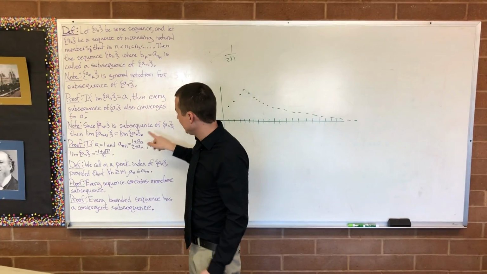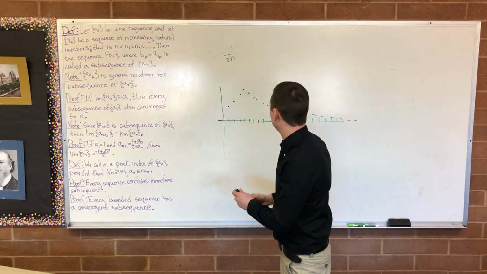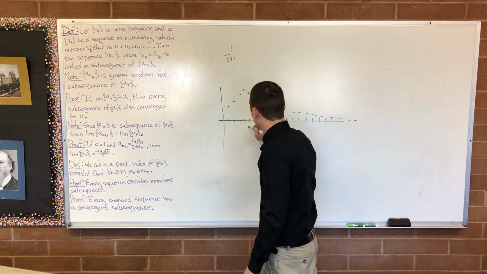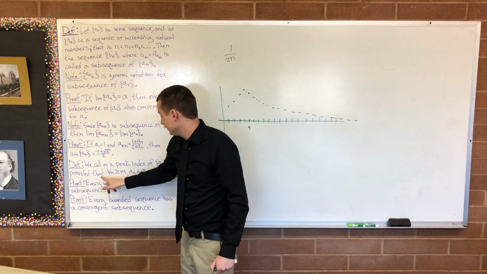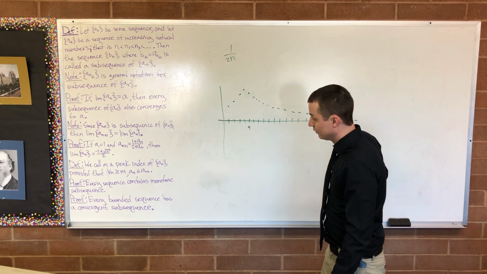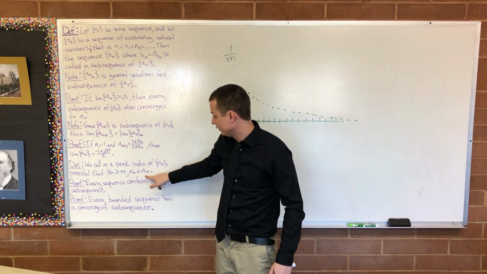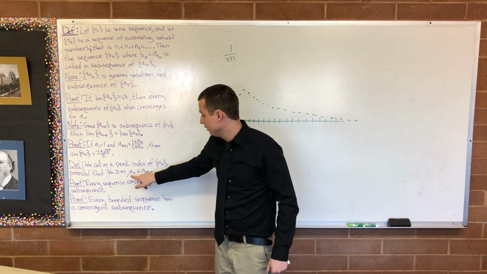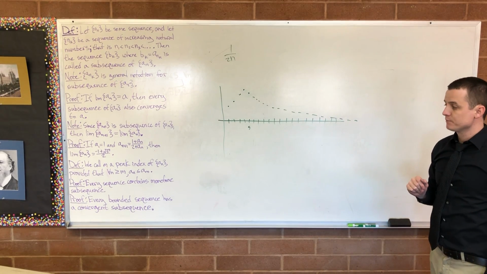So now let's read the definition exactly. Down here, we call M the index at which this occurred. So in this case, if this is a peak index, M would be 1, 2, 3, 4, 5. So we call M, or 5 over here, a peak index, provided that for all the indices after that point, the terms are smaller than or equal to what they were at M. For all n greater than or equal to M, a sub n is less than or equal to a sub M. Follow that?